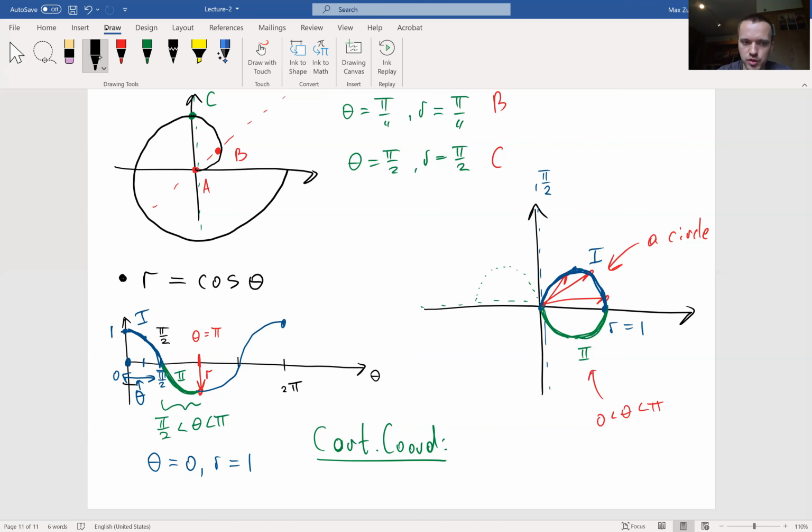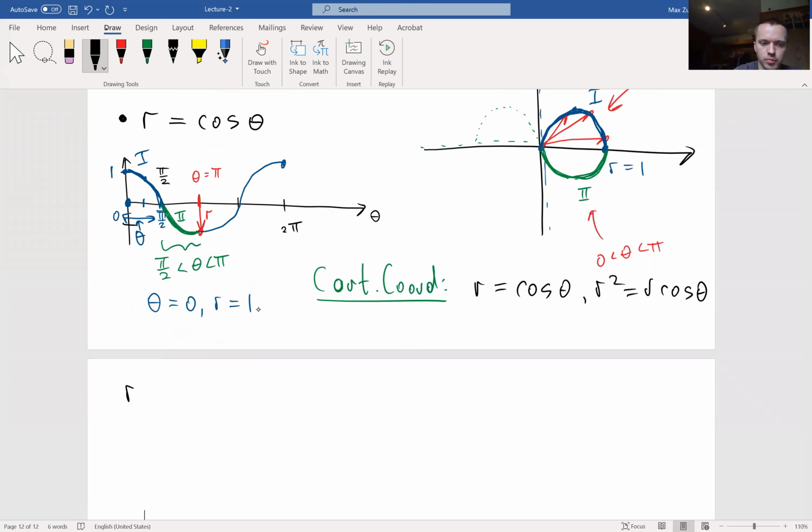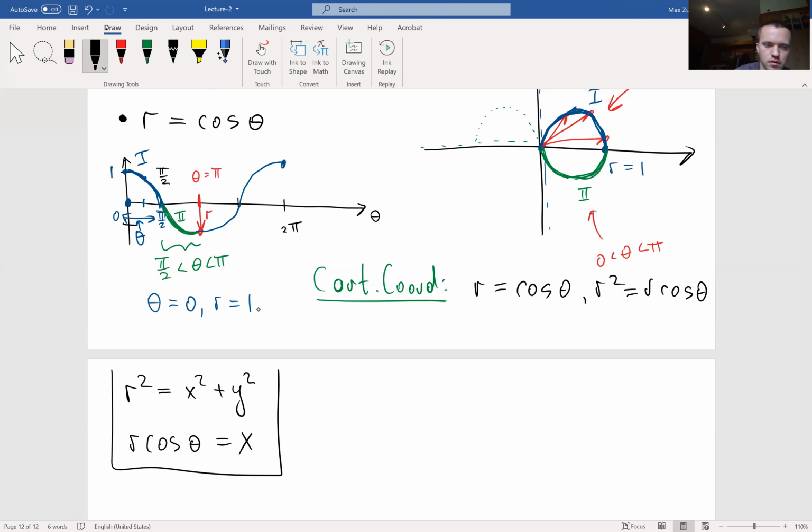So we're going to take our equation, which is r is equal to cosine theta. And the trick is multiply both sides by r. I'm going to have r squared is equal to r cosine theta. And then remember that if we have r squared, then r squared is going to be equal to x squared plus y squared. And if I have r cosine theta, then that is equal exactly to x. So in other words, that equation can be written as x squared plus y squared is equal to x.